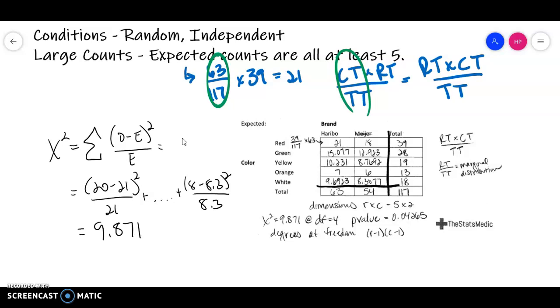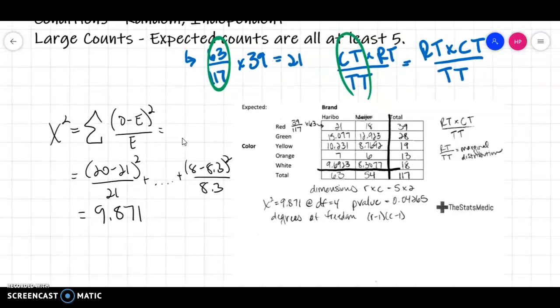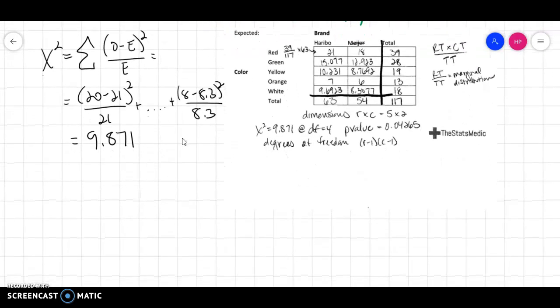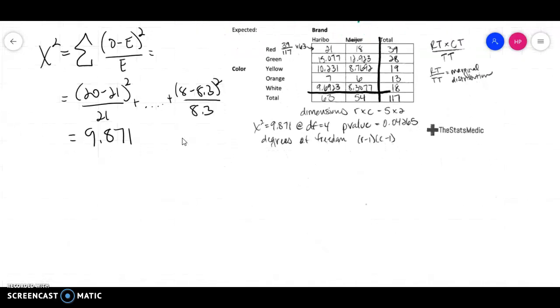The p-value is automatically given to us by the calculator, but something else that is new besides the expected count are the degrees of freedom. So my dimensions for this table are 5 by 2. I have a note here, from the screen capture from last year, that the degrees of freedom are row minus 1 times column minus 1.